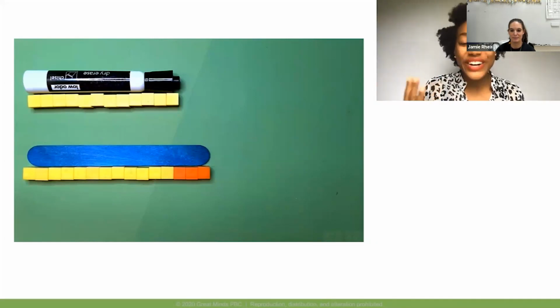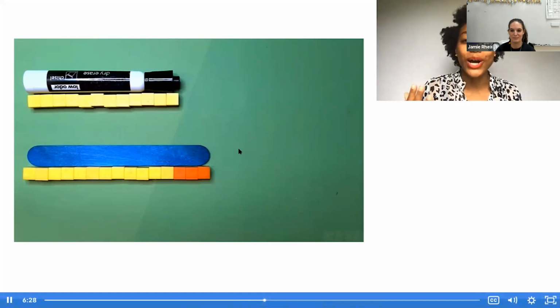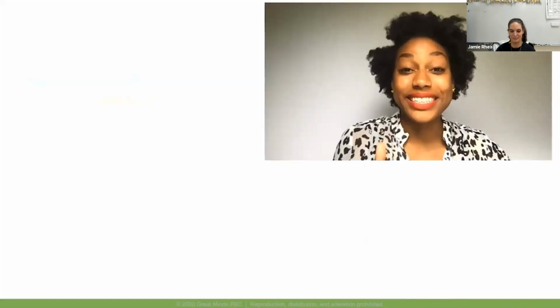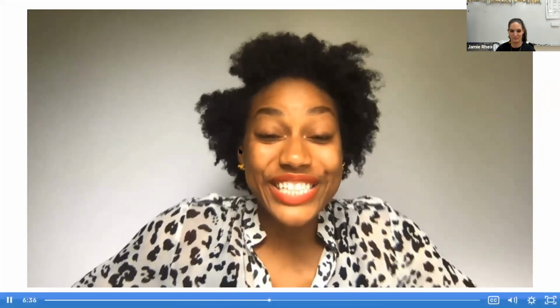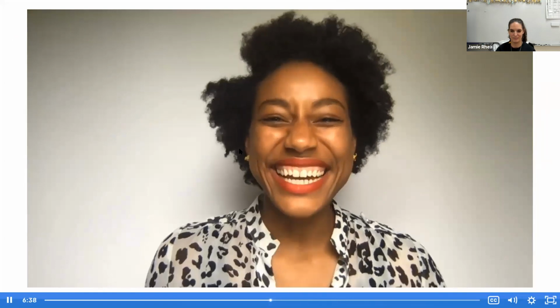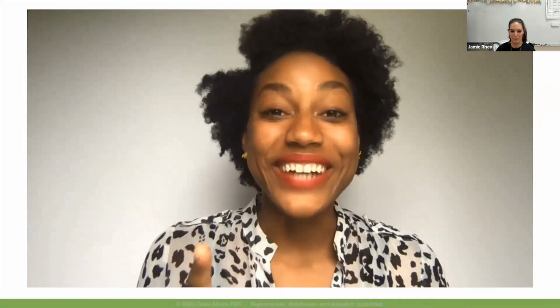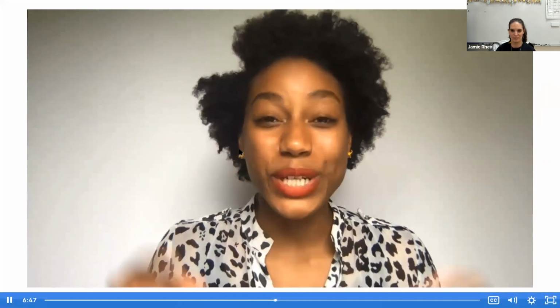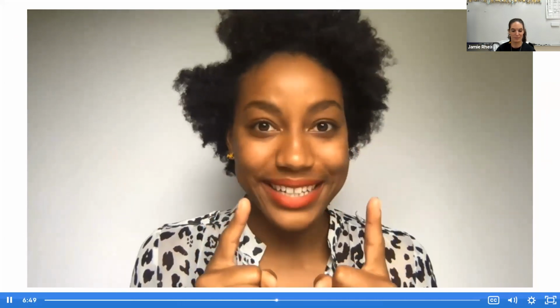Yes. Her craft stick is 3 centimeters longer because she has 3 more centimeter cubes. Great, great job. Now, mathematicians, it's your turn to play. I love playing games. Grab your glue stick, crayon, and centimeter cubes. This time, we're going to see which one is shorter and by how much.